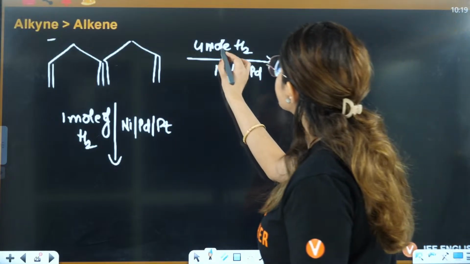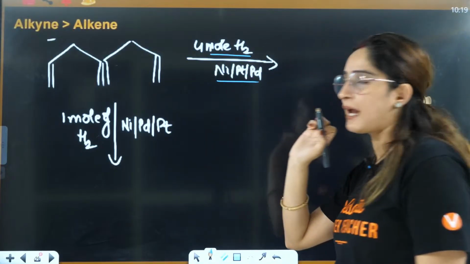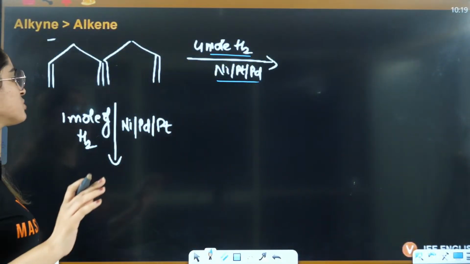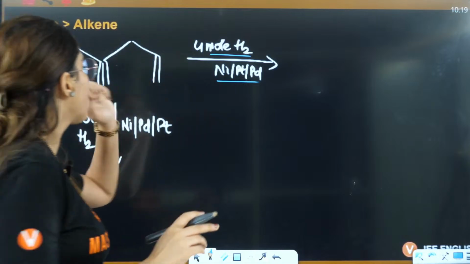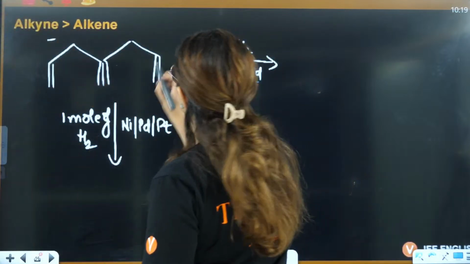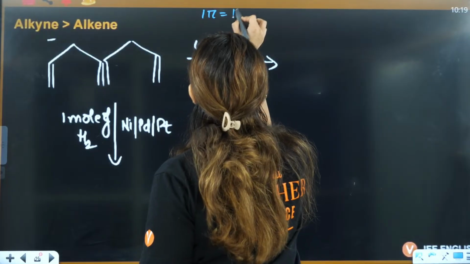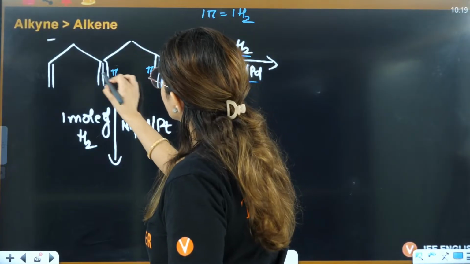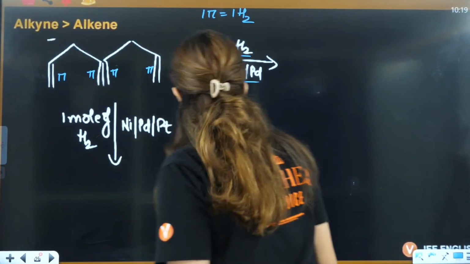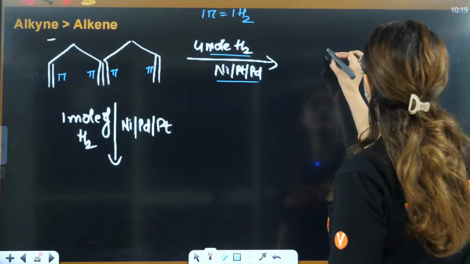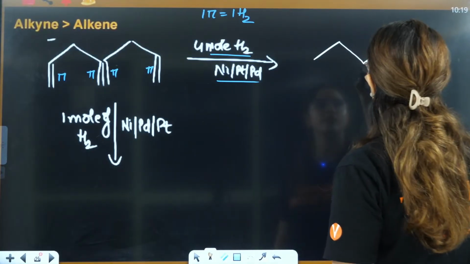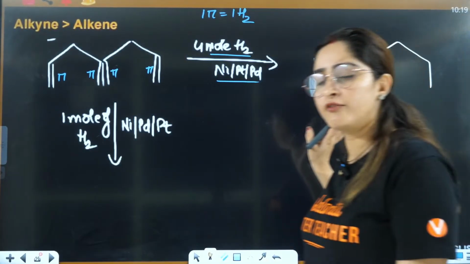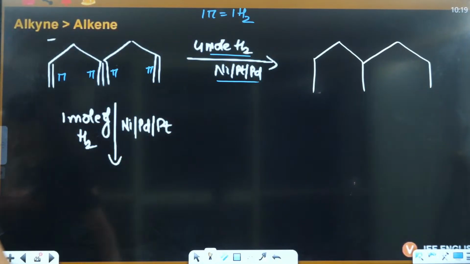So guys, if you see this, 4 moles of H2, nickel, platinum, palladium. These are the different catalysts that you can use. Here we are saying that you have 4 moles. How many pi bonds? See, one thing is 1 pi bond requires 1 H2, right? So how many pi bonds? 1, this is 2, this is 3, this is 4. So 4 pi bonds means all of them will be converted to single bonds and you will have the formation of this compound here.